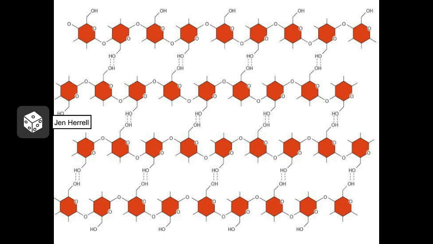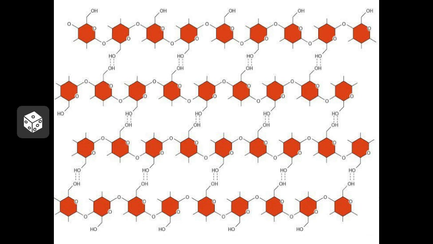Starch, glycogen, and cellulose are all made out of glucose monomers. So what makes cellulose so different? Why is it so tough, and why can't we digest it? Well, the secret is really in the type of glucose that's used. Starch and glycogen use the alpha form of glucose, whereas cellulose uses the beta form.